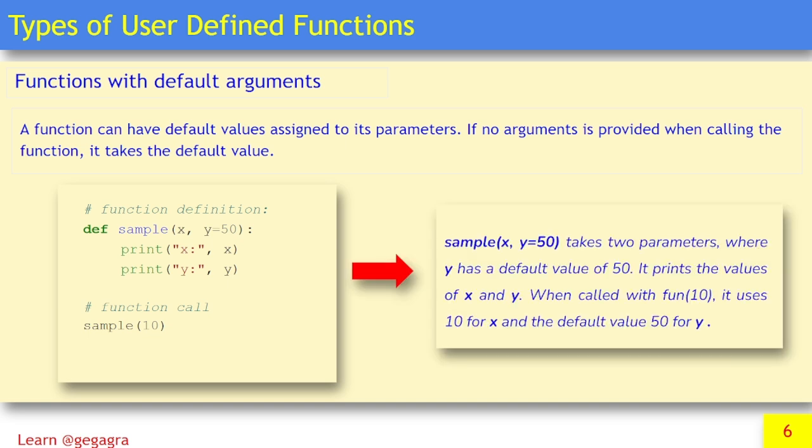So what is the difference between the default parameter and the ordinary formal parameter? When you say sample(x, y=50), it takes two parameters where y has its default value, that is 50. It prints the values of x and y. When called with fun(10), it uses 10 for x and the default value 50 for y.